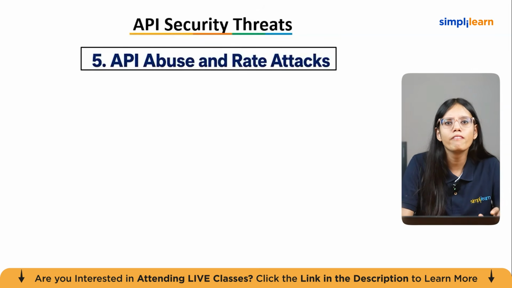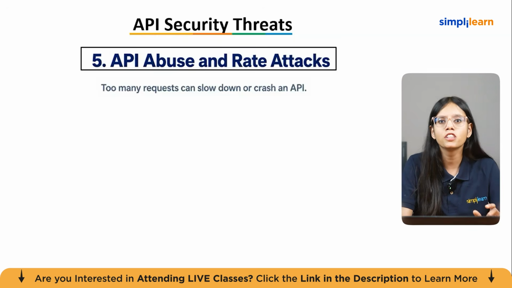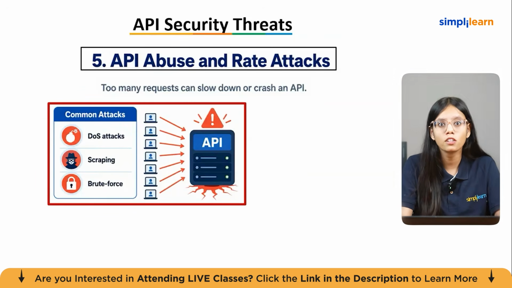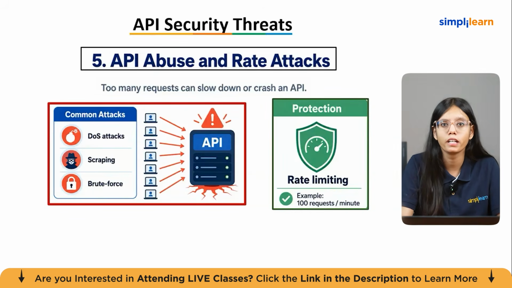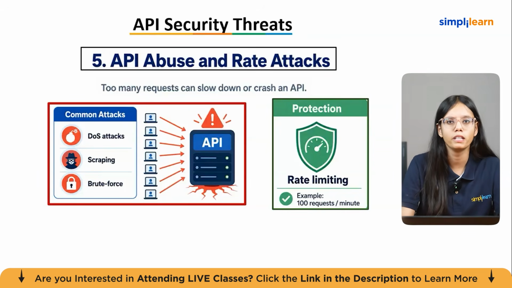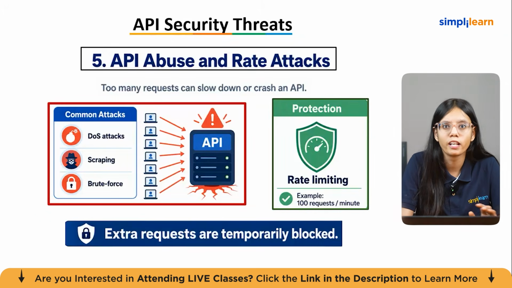Now at number 5, we have API abuse and rate attacks. Imagine an API receiving millions of requests within seconds. This could slow down or crash the application. Attackers can perform denial of service attacks, automated scraping, and brute force attacks, and to prevent this, organizations normally use rate limiting. For example, a user can make only 100 API requests per minute. After reaching the limit, additional requests are blocked temporarily. So this is how this attack can be protected.